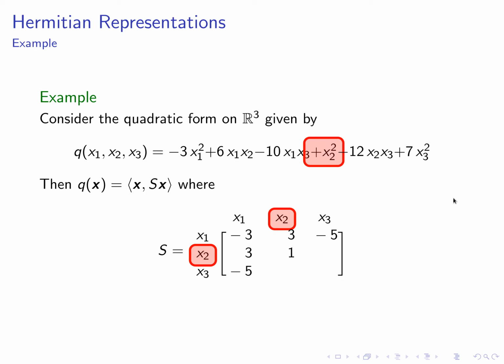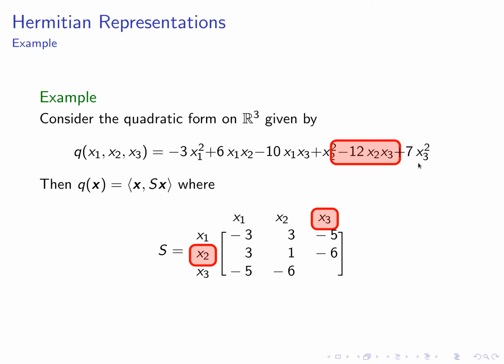Great. Our second to last term here is -12 times x2 times x3. So we're going to divide -12 by 2, and then put the first half of -12 in the 3, 2 position. So we get a -6 in that position. Then we put the other half of -12 in the 2, 3 position, so we put a -6 in the 2, 3 position of our matrix.